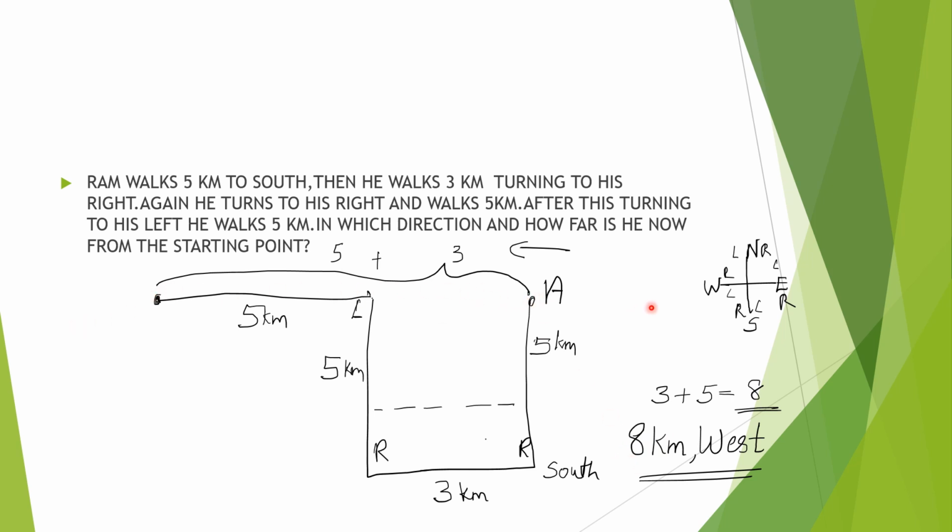Okay. From here to here, what is the direction? From here to here, it is the west. So 8 kilometers west is the answer to this question.